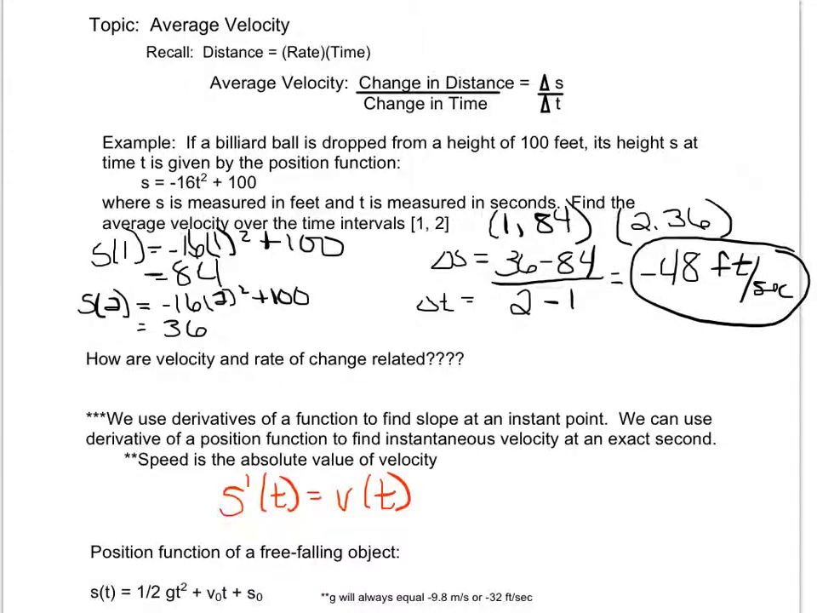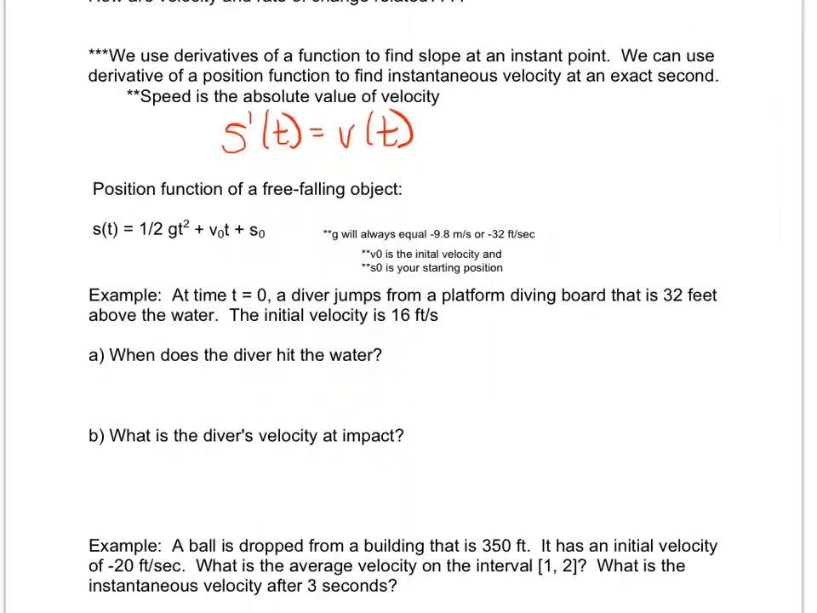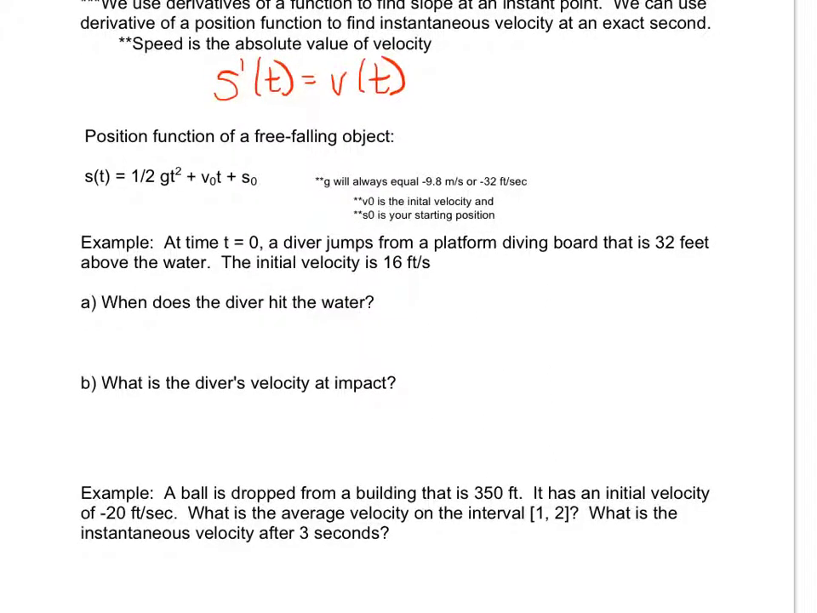So let's look at a couple examples. Before we do, though, sometimes you're going to be given the formula like we were in the previous example. Other times you're going to have to create your own formula. Here is my basic position function for a free-falling object. I will plug G in. I'm either going to use negative 9.8 or I'm going to use negative 32. It will depend on if my information is in meters or in feet, if it's metric or English.